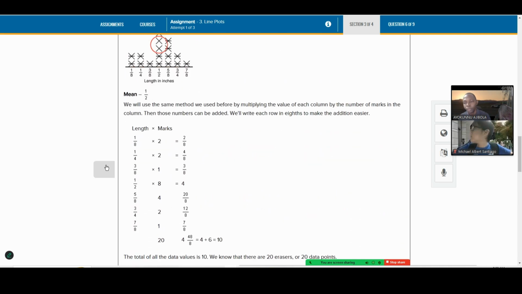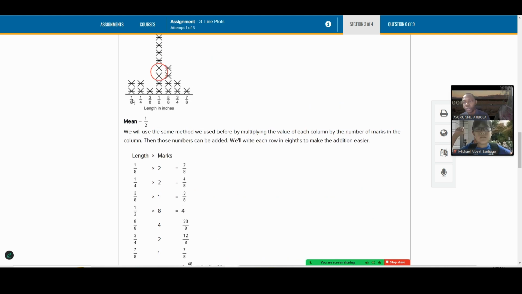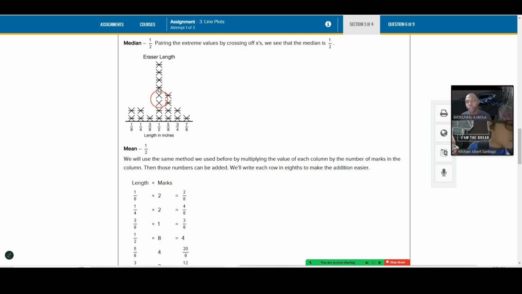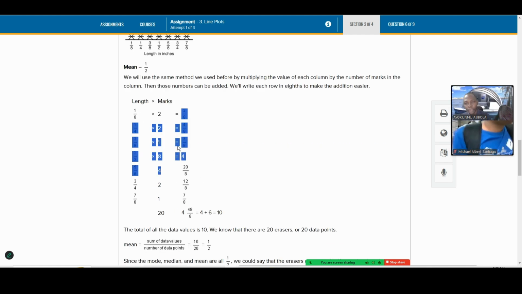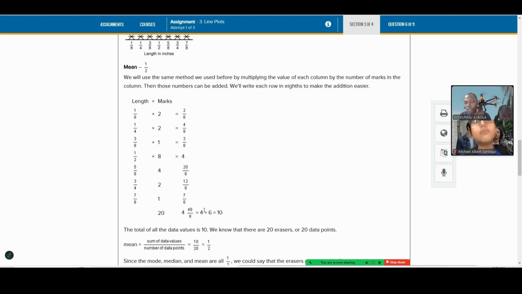Then for the mean, we're going to add up all of the numbers. That is 1 over 8 times 2 plus 1 over 4 times 2 plus 3 over 8 times 1 plus 1 over 2 times 8, plus 5 over 8 times 4 and plus 3 over 4 times 2. And finally plus 7 over 8 times 1. This is going to give us 4 whole number 48 over 8, and that's going to be 4 plus 6, and that's 10.